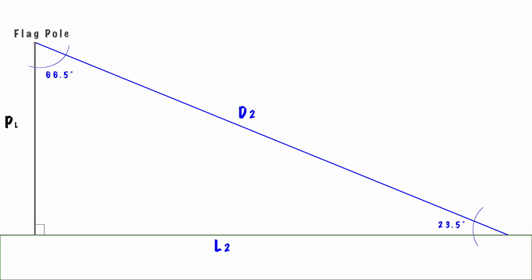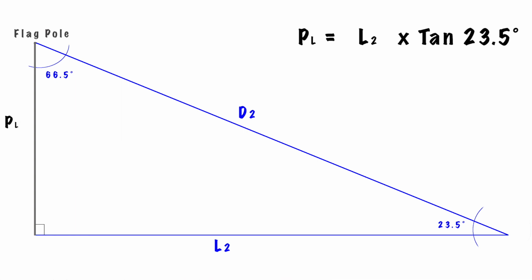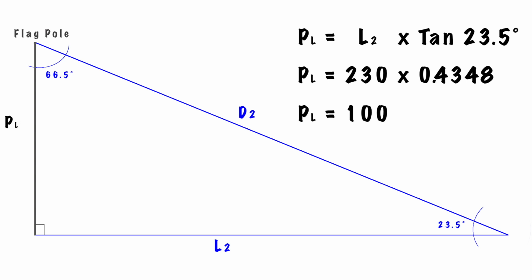First, we will walk out even farther away from the flagpole until our angle measures 23.5 degrees. Using our tape measure, we find that we are now standing 230 feet from the flagpole. Once again, using our trusty tangent function, we have our formula. We measured our distance at 230 feet, and our calculator tells us that the tangent of 23.5 degrees is 0.4348. Multiplying them together gives us 100 feet.